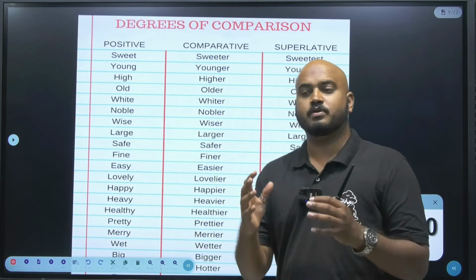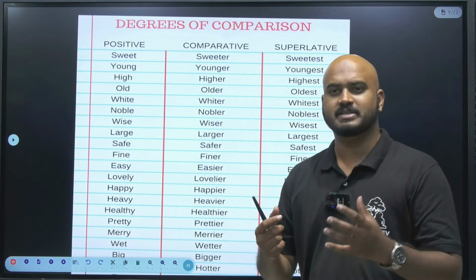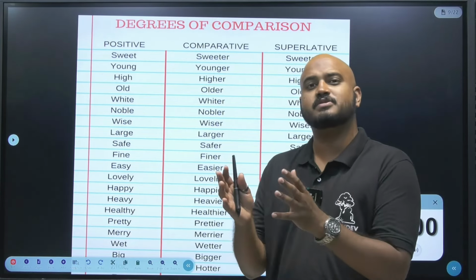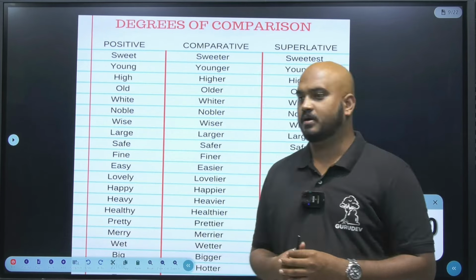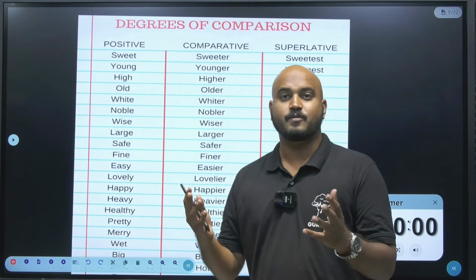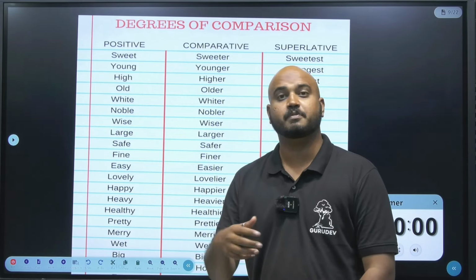Generally, whenever you describe an object, you use the positive degree. For example, he is a tall boy. I'm not saying he's a taller boy because I'm just describing the person. Okay, she is a kind person. I'm not saying she is a kinder person because I'm not comparing that person with anyone. So generally, to describe any person in general, we use positive degree.